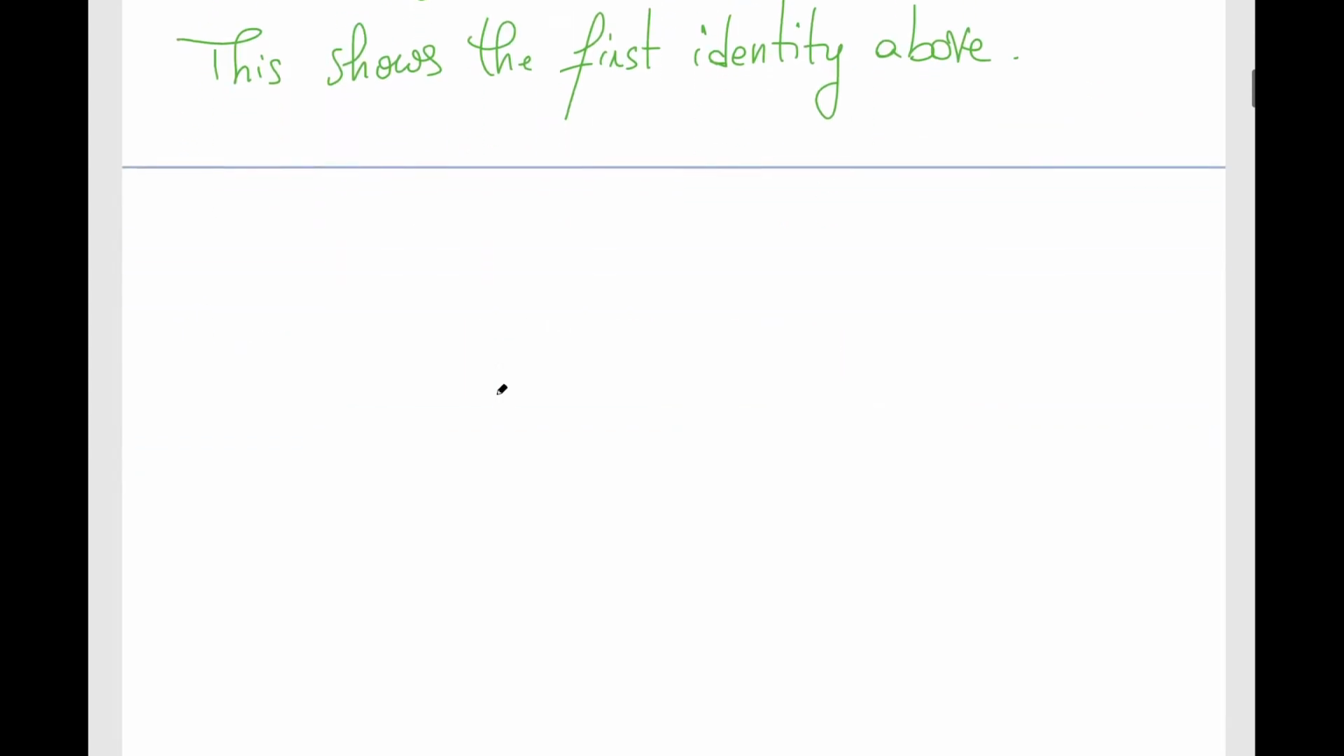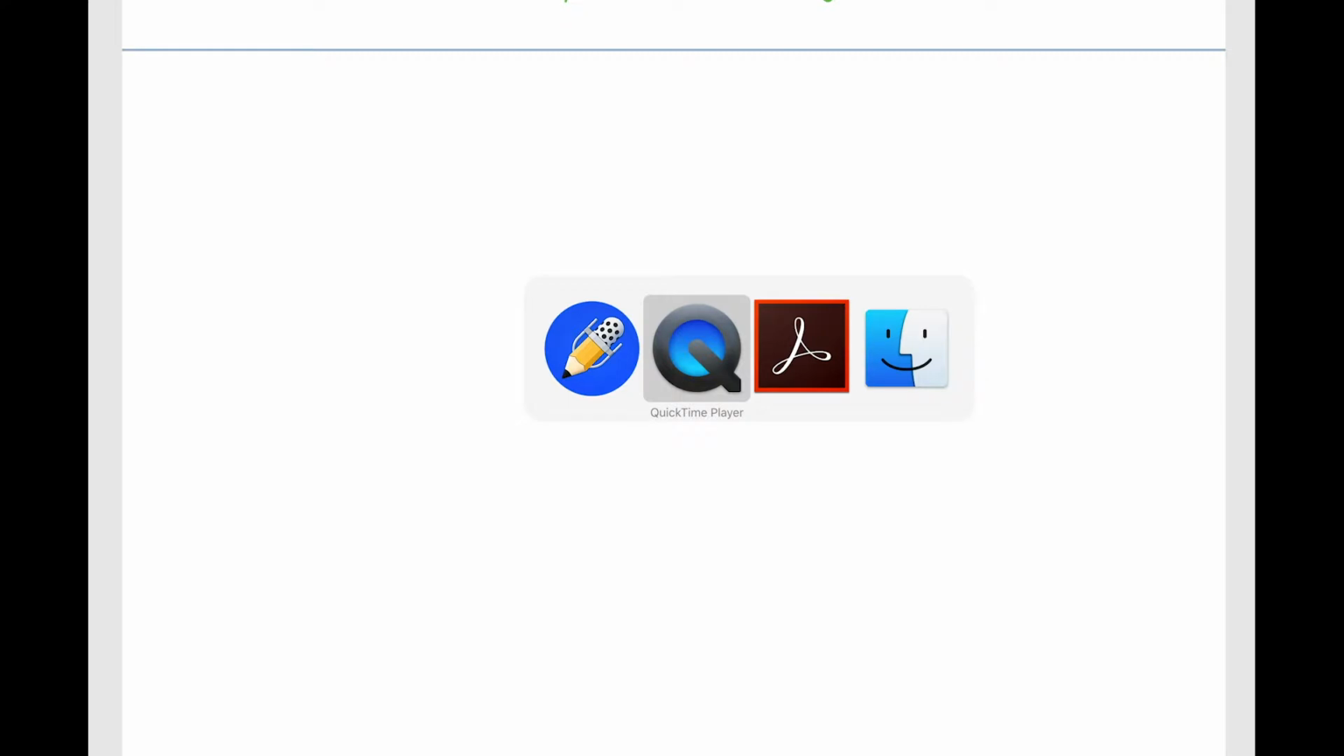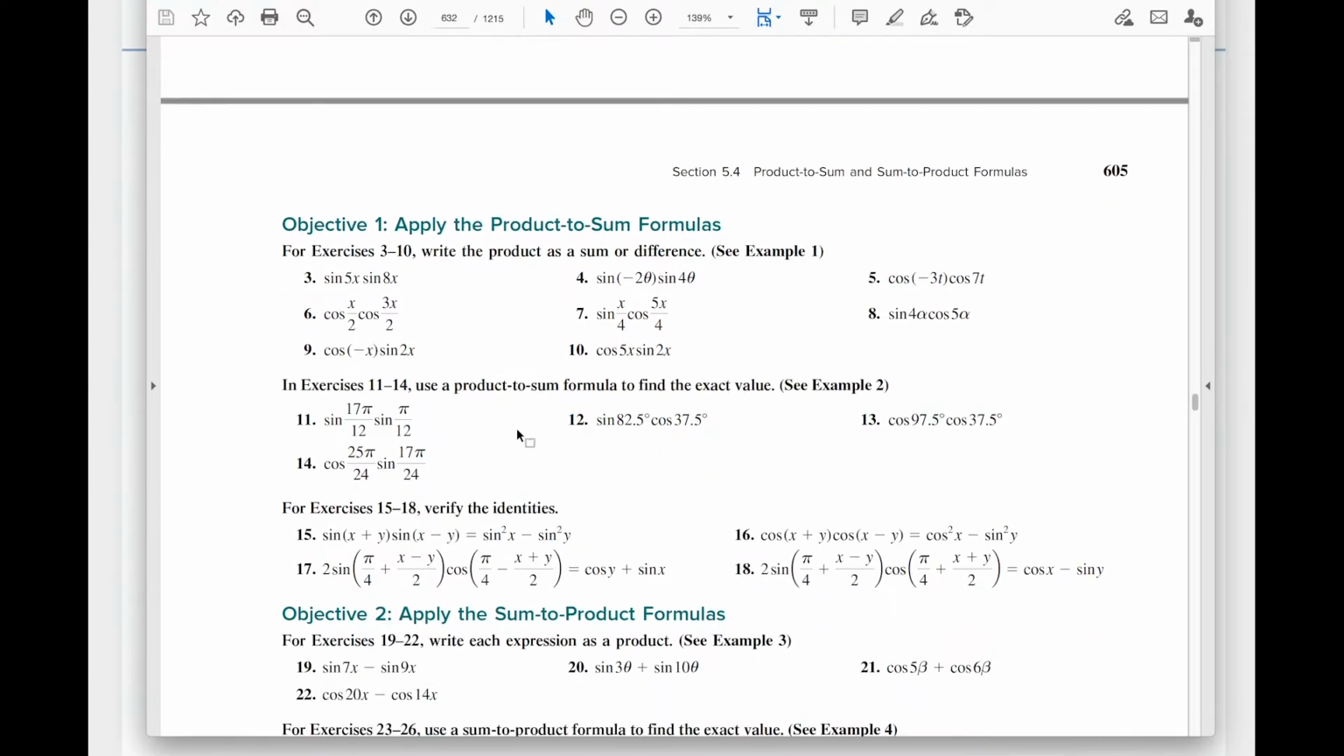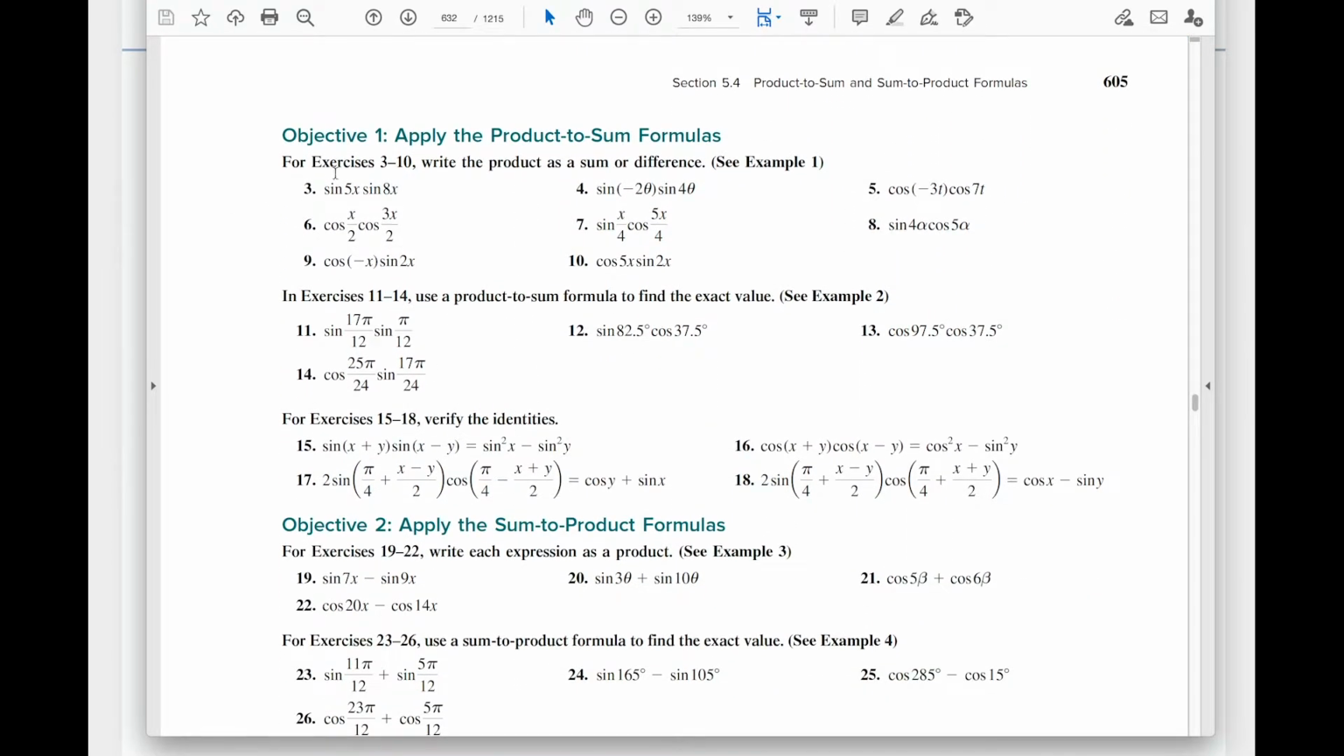Let's go to the book, and let's go to page 605. This is section 5.4, and let's do a couple of problems from this group from 3 to 10. So we're gonna write the product. Everything here is a product of sine cosine. We're gonna write a product like this as a sum or difference. So what we just did just before. Okay, let's do number 4.